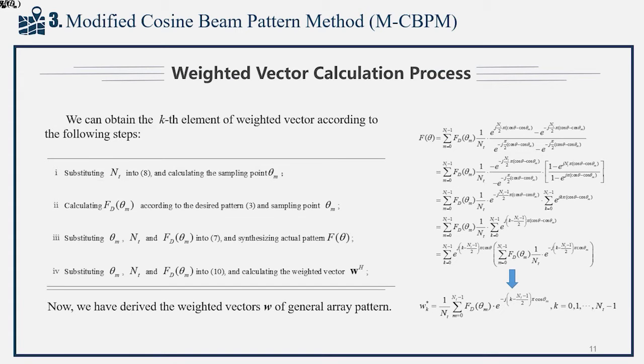First, substituting the number of transmit antennas into equation 8 and calculating the sampling point θm. Calculating the discrete pattern value according to the desired beam patterns and sampling point θm. Next, utilizing equation 7 to synthesize the accurate pattern F. Finally, calculating the weighted vector W according to equation 10. And now we have derived the weighted vector W of the general array pattern.